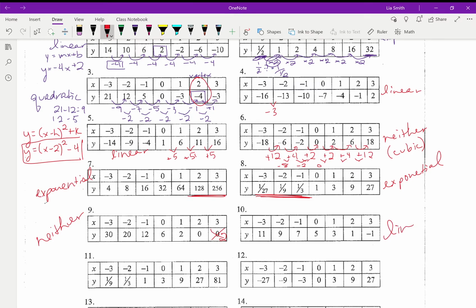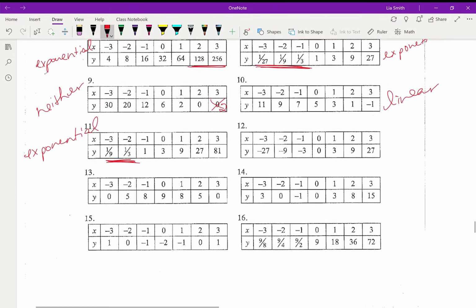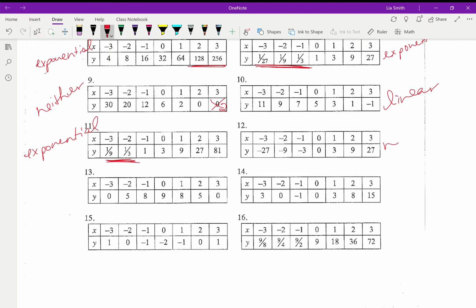Number 10 is linear. Number 11 is exponential. Again, look at those fractions. Number 12 is neither. 13 would be quadratic. 14 would also be quadratic. 15 quadratic, and 16 exponential.